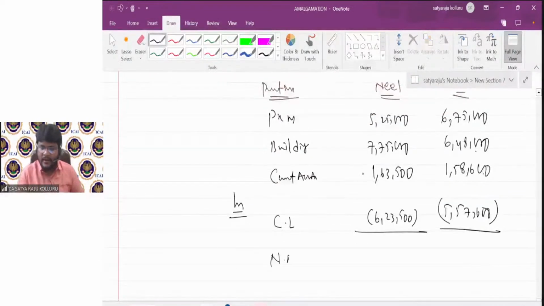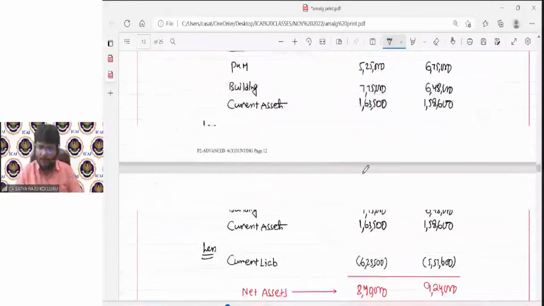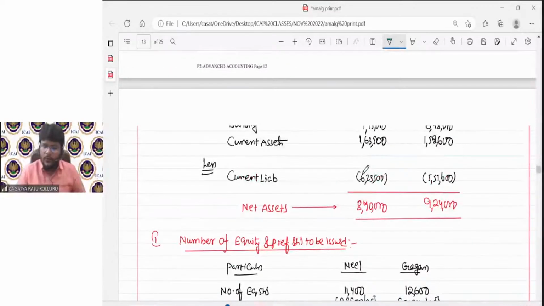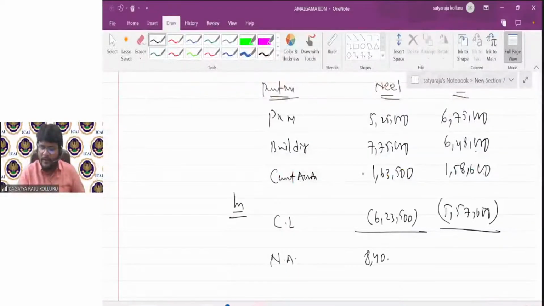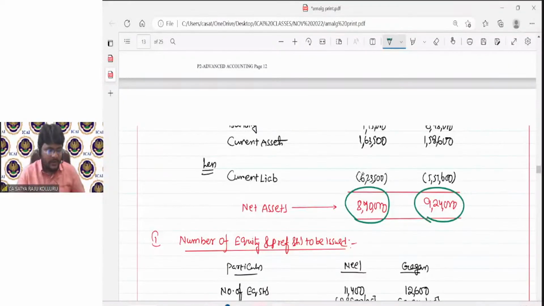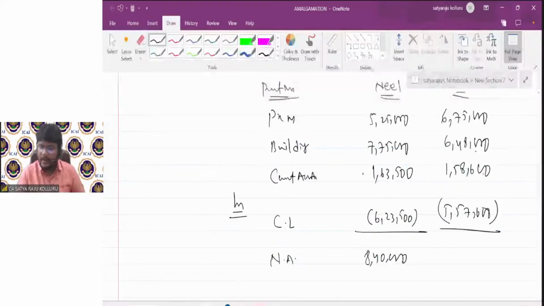Net assets are the NAV of Neil Limited and Gagan Limited. Quickly. All of you guys, let me know. For Neil, how much? For Gagan, how much? Still I am waiting for your answers. So for Neil, I got 8,40,000 in my PDF. Can you please confirm, is it right? 8,40,000 is correct, right? Here it is 9,24,000. Yes, some of my friends told exactly 9,24,000.